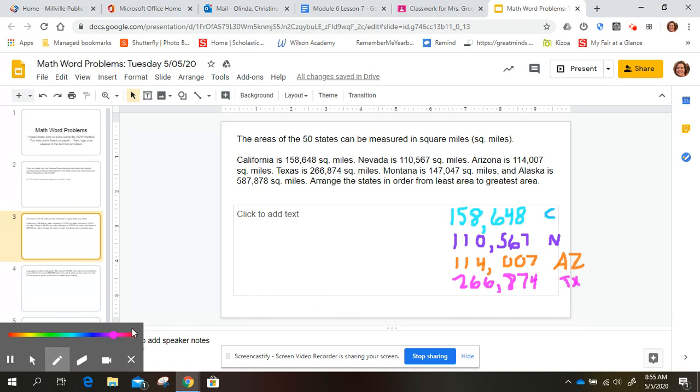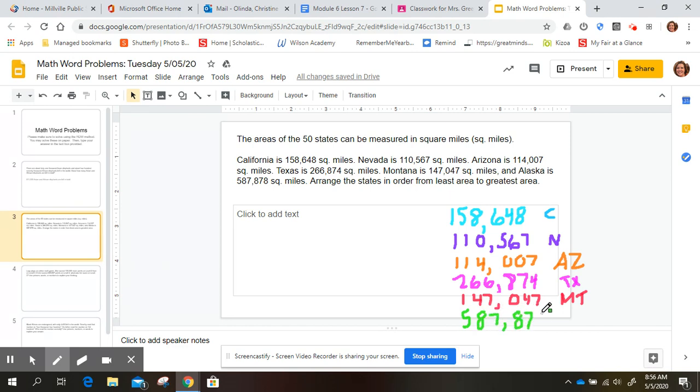And Montana is 147,047. I'm trying to be careful to line these up. Montana. And Alaska is 587,878. And we have Alaska. Okay. I think that's AK. AL is Alabama.